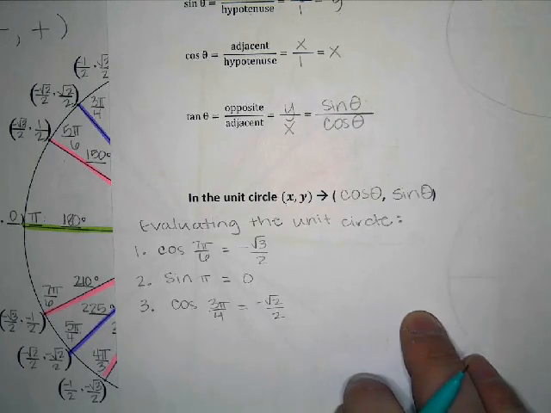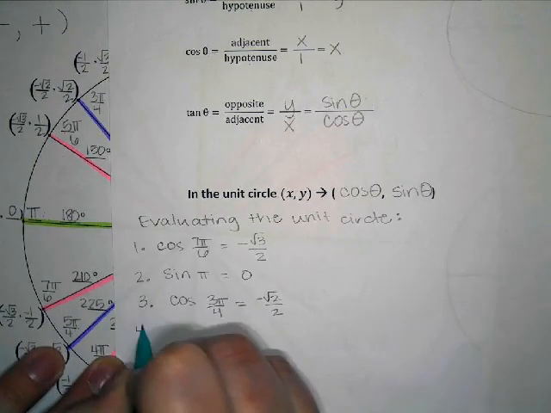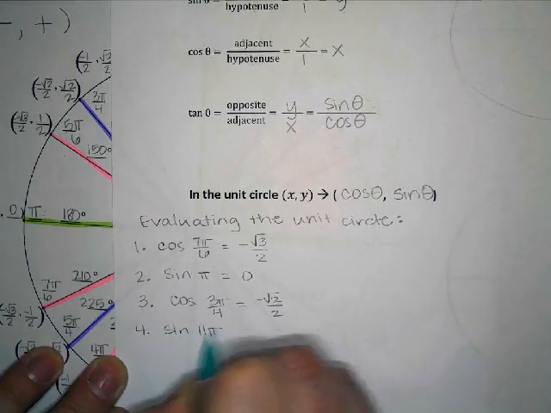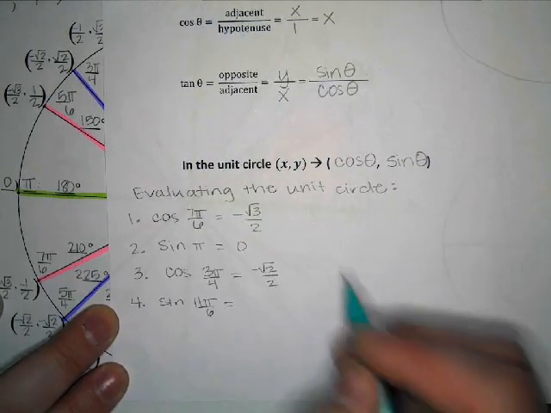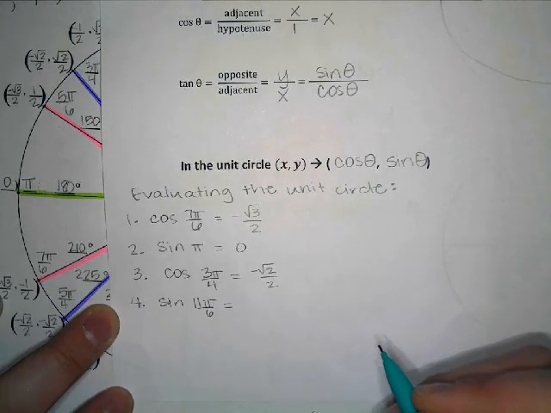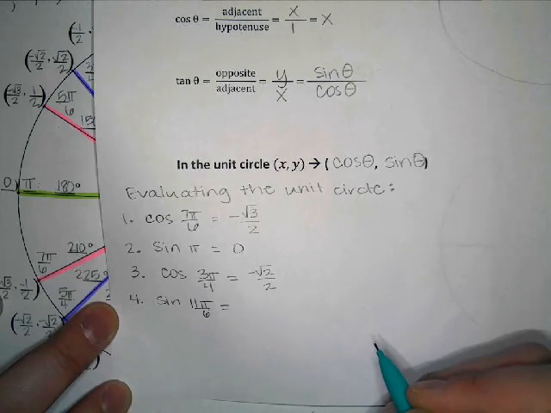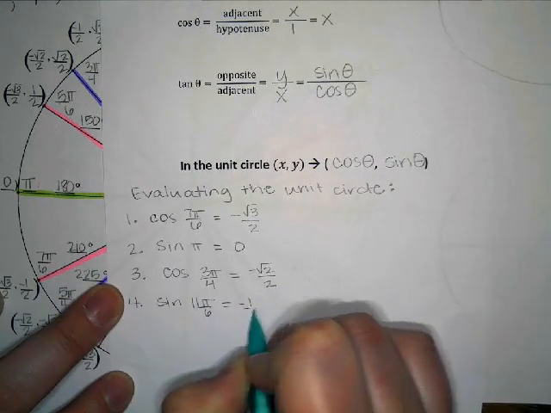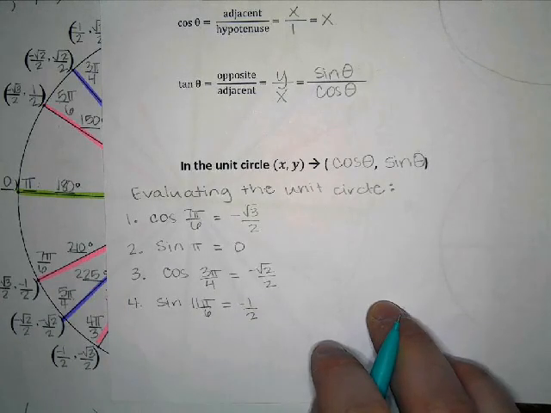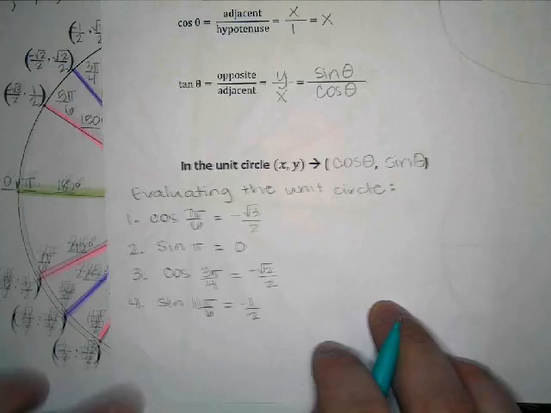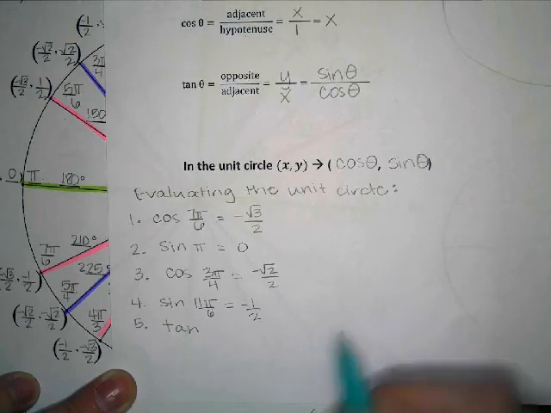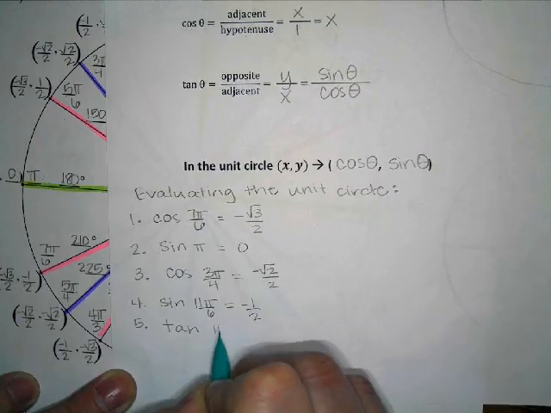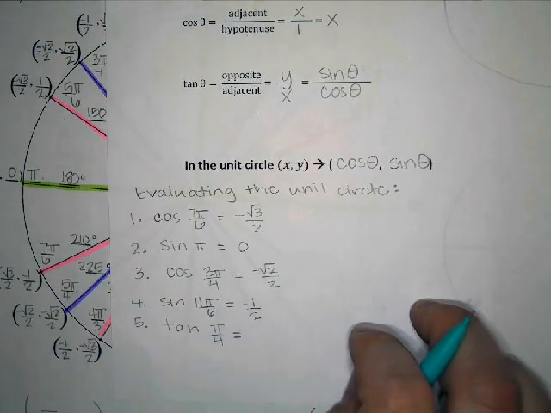Okay. For this next one, we're going to look for sine of 11 pi 6. It's negative 1/2. So you're looking for 11 pi 6, and then you're looking for the y-coordinate. Okay? Next, I'm going to give you a slightly tricky one. This one is tan. So why did I say this is slightly tricky? You have to divide the y divided by the x. Okay, tan of pi fourths.